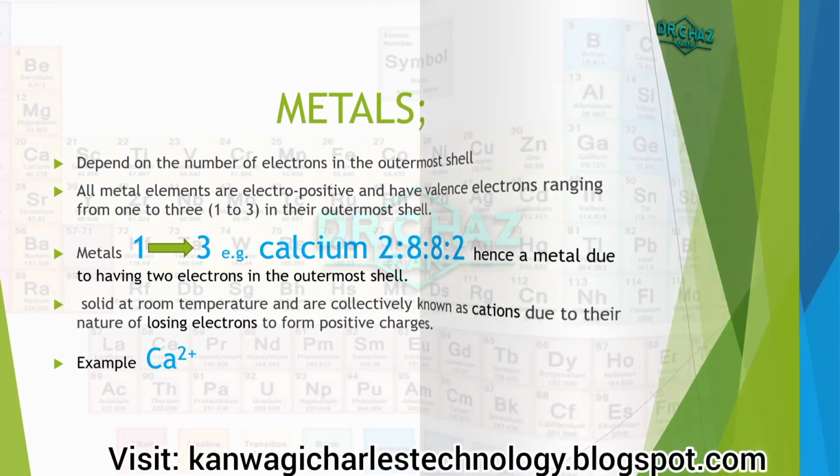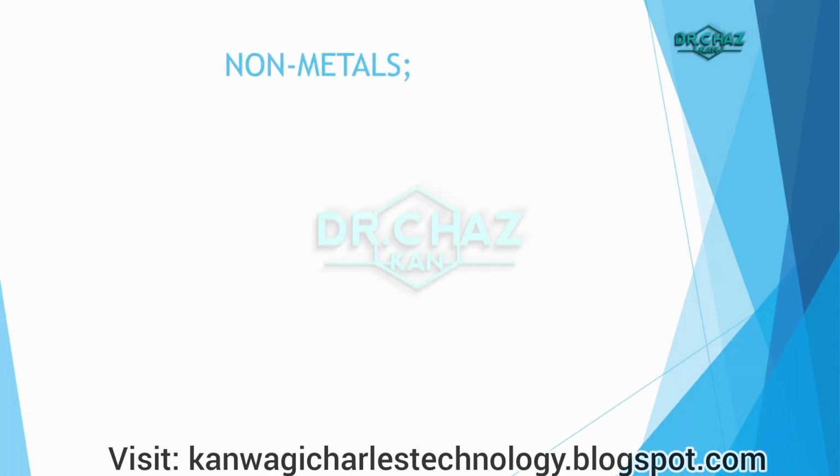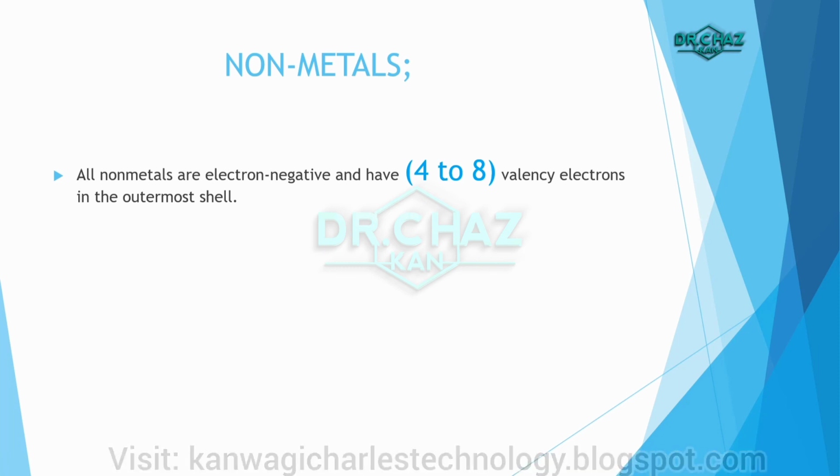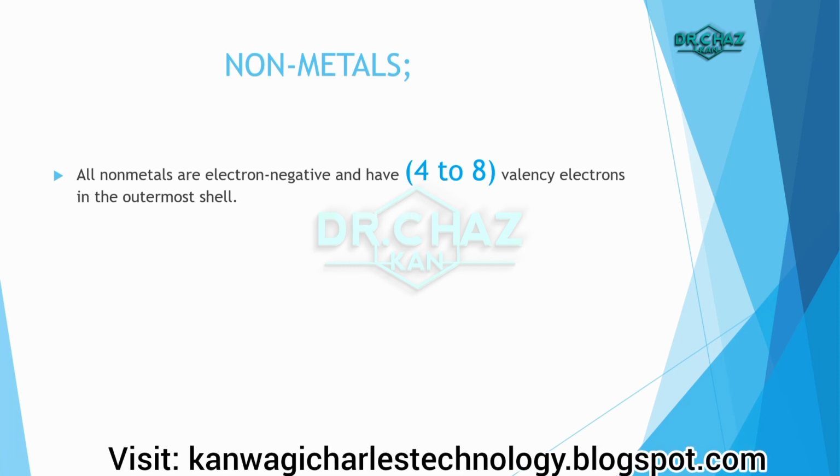We move to nonmetals. How to detect nonmetals? All nonmetals are electronegative and have valence electrons from 4 to 8. So nonmetals have valence electrons from 4 to 8 when you write the electron configuration, and then you find out that the last shell has like 4 electrons, 5, 6 to 8 electrons. That means that the element is a nonmetal.